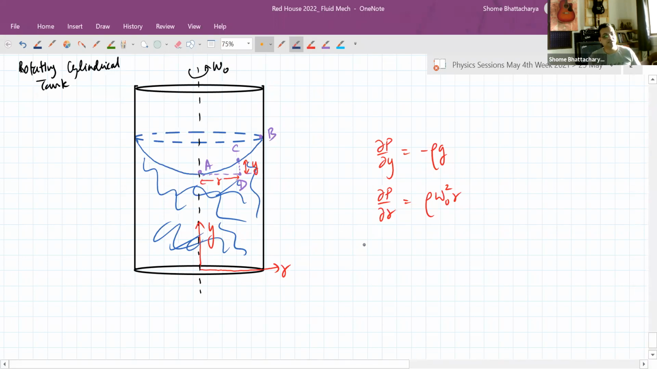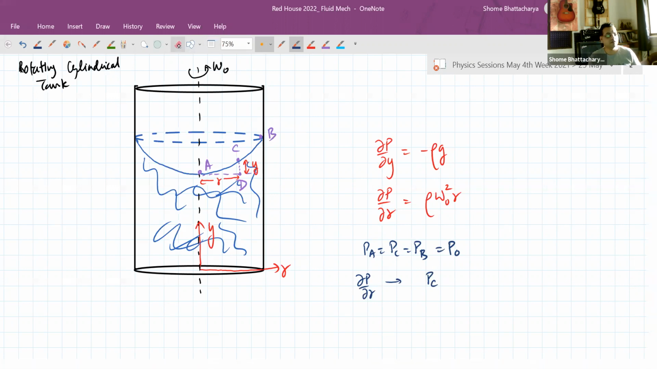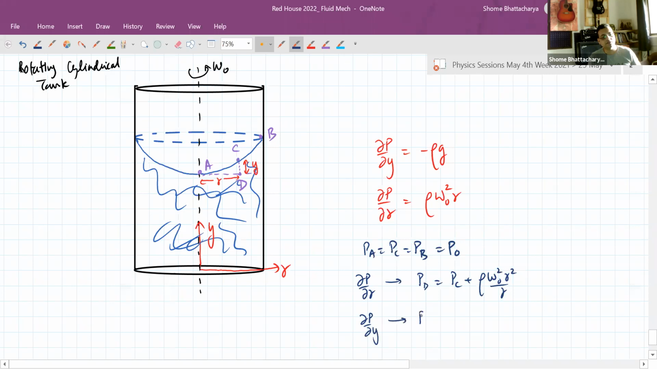You'll see that the pressure at the point A is equal to the pressure at the point C, which is equal to the pressure at the point D, which is atmospheric pressure. But considering the radial pressure gradient, the pressure at the point D, which is inside the liquid, will become the pressure at the point C plus rho omega square r square by 2. And considering the vertical pressure gradient, the pressure at the point D can also be compared to the pressure at C above it. So this will be rho g y. In fact, we are considering the pressure difference between A and D first.